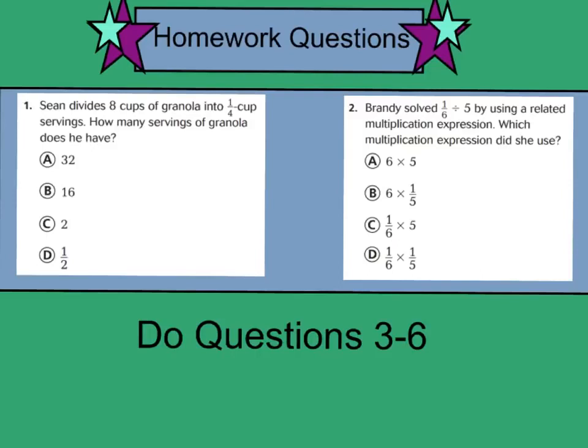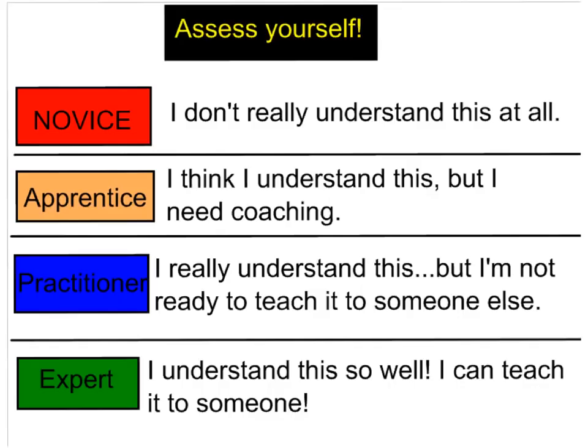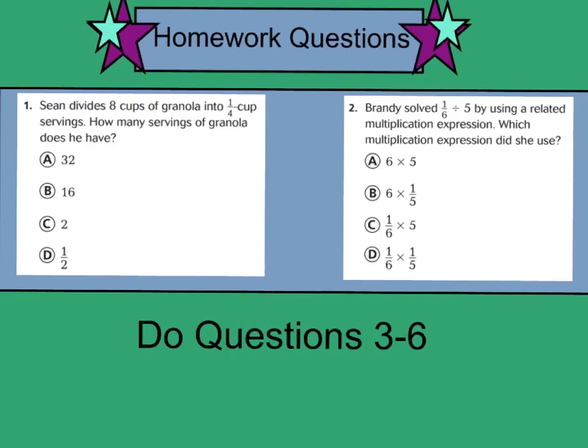All right, I want you to do numbers 1 and 2 on the back side to show how you understand what we've done in this lesson so far. And then I want you to do questions 3 through 6 for review of previous material. Somewhere on your page, please put down either 1 for novice, 2 for apprentice, 3 for practitioner, or 4 for expert if you really understand this. We will check these in class tomorrow, so please make sure that you have your Go Math book ready and available so we can get started.